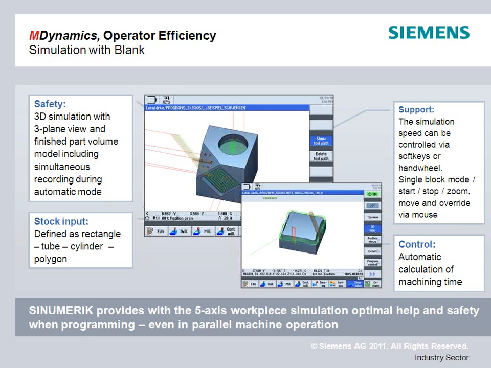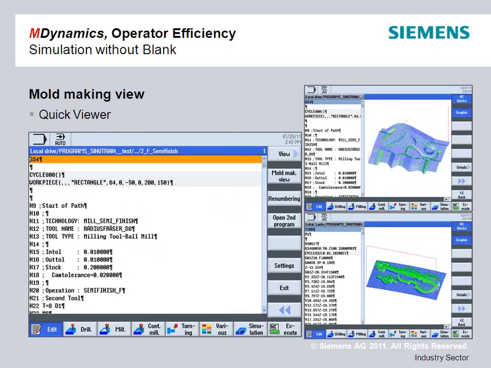Now, if you're dealing with a more complex aerospace part, or a complicated mold and die part where you don't need to see all those details and you just want to have it done quickly, we have a function called Quick View, which is a 3D modeling simulation that takes the part program points and just displays them as a wireframe.